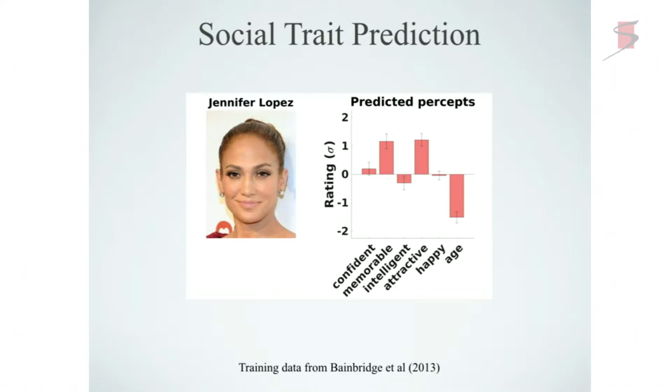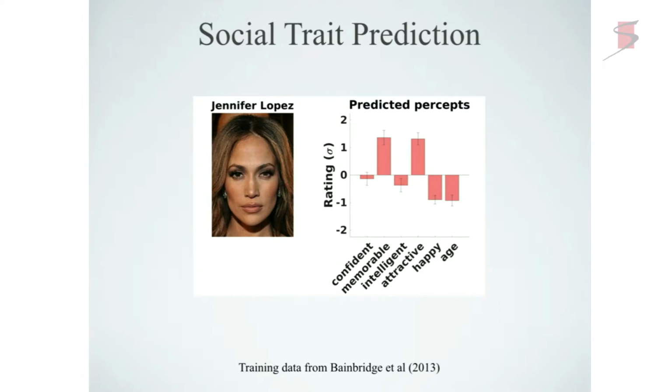And for example, this Jennifer Lopez image is predicted to be more confident and more intelligent and less younger than the average face. So 0 is the population mean, and it's in units of standard deviation in terms of the population distribution of faces. And the error bars indicate standard error of the mean.